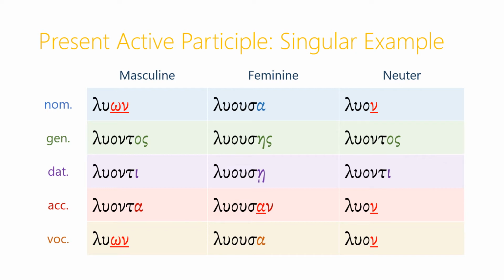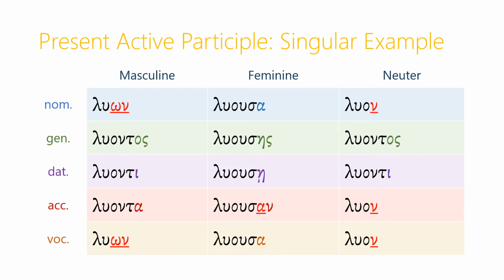Since that sigma at the end of the voice indicator isn't an epsilon, iota, or rho, in the genitive, the connecting vowel changes from alpha to eta. And so we have luuses, using that eta form that we see usually in first declension nouns in the genitive. In the dative, similarly, we have luuse with the regular first declension dative singular ending.